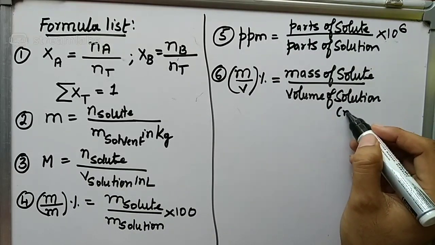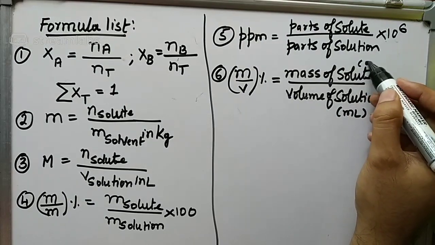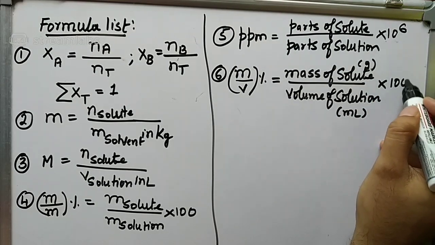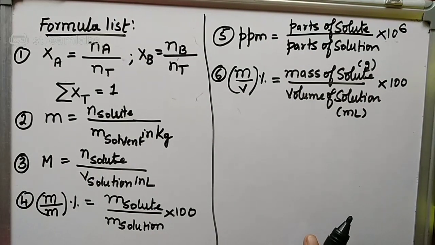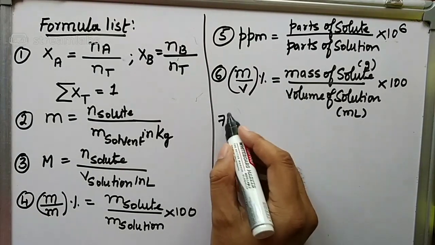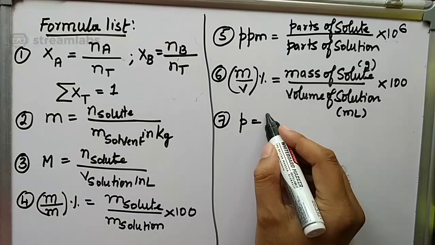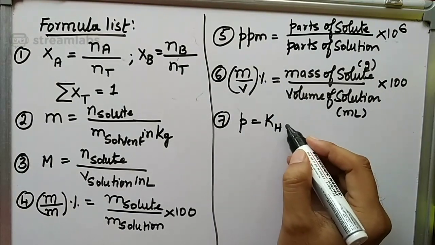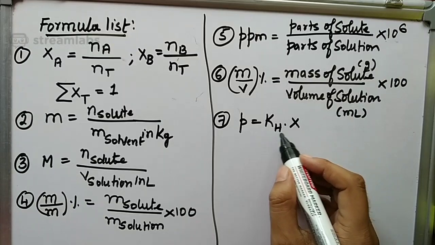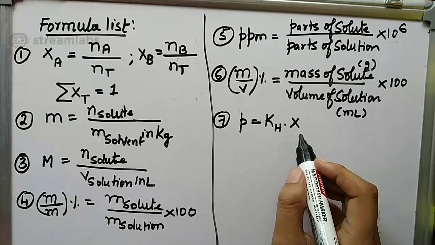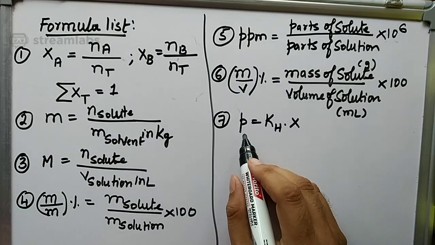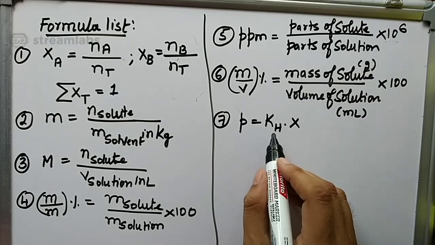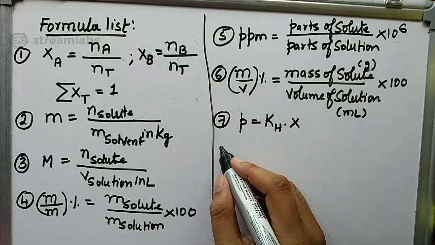Usually this has to be expressed in ml and this has to be expressed in grams multiplied by 100. So these are the important things that you need to remember from the first part. Then after that we have studied P is equal to, partial pressure is equal to KH multiplied by X, where X is the mole fraction of the solute in the solution, and P is said to be the partial pressure of the gas over the surface of the solvent of the solution or liquid. KH is called as Henry's law constant.